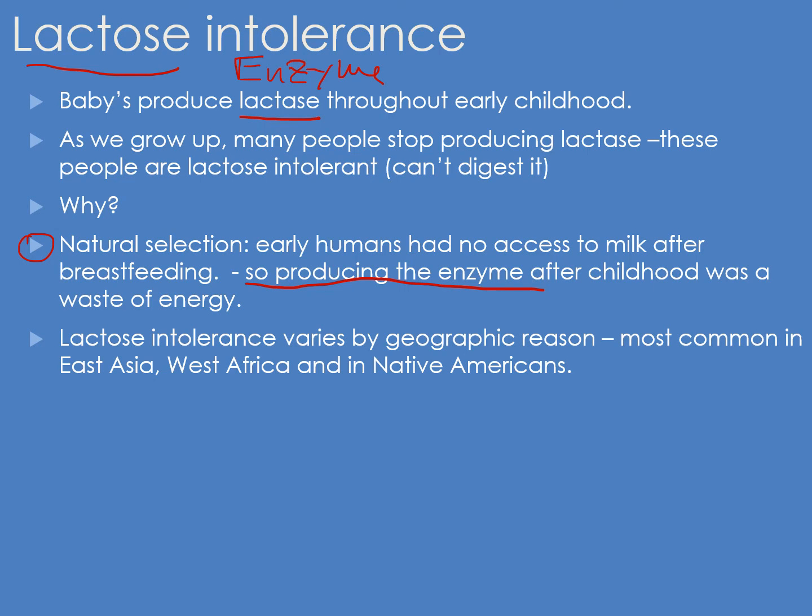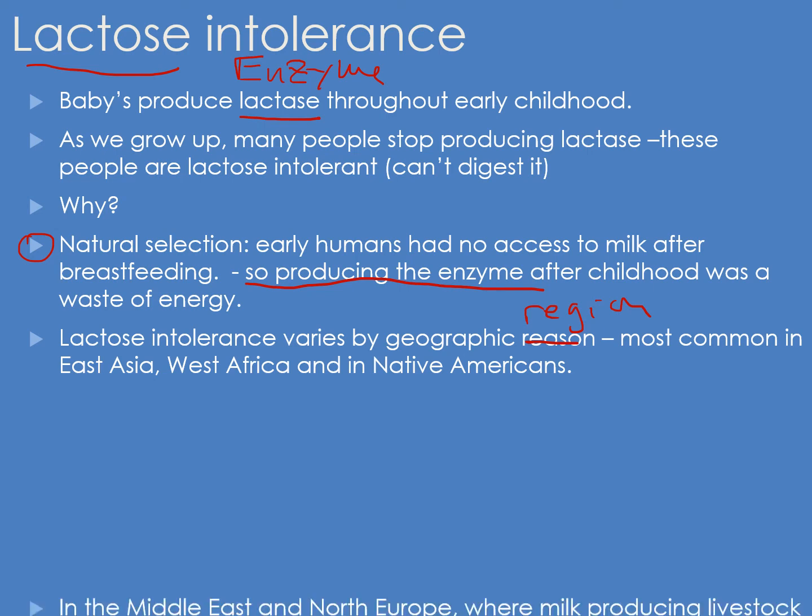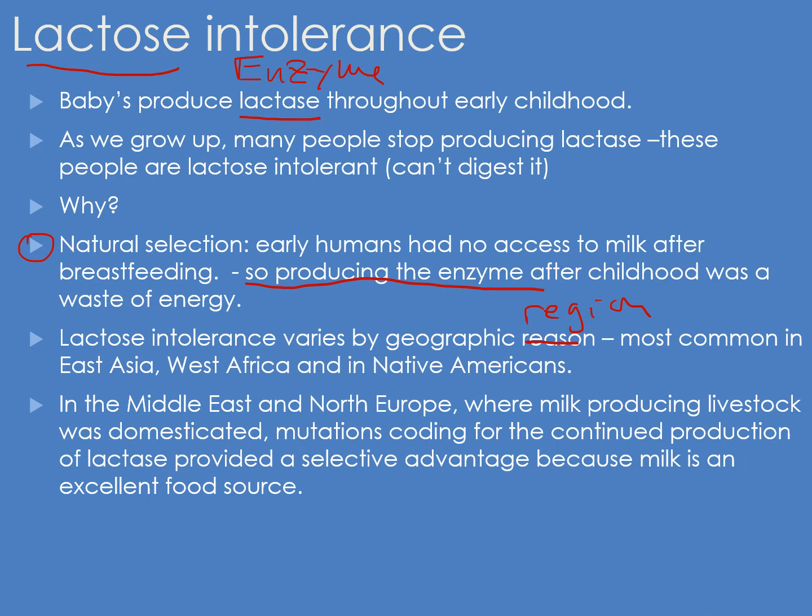Lactose intolerance varies by geographic region. It is most common in East Asia, West Africa, and also among Native Americans or those with Native American ancestry. In the Middle East and Northern Europe, where milk-producing livestock was domesticated, mutations coding for the continued production of lactase, the enzyme that breaks it down, provided a selective advantage because milk is an excellent food source.